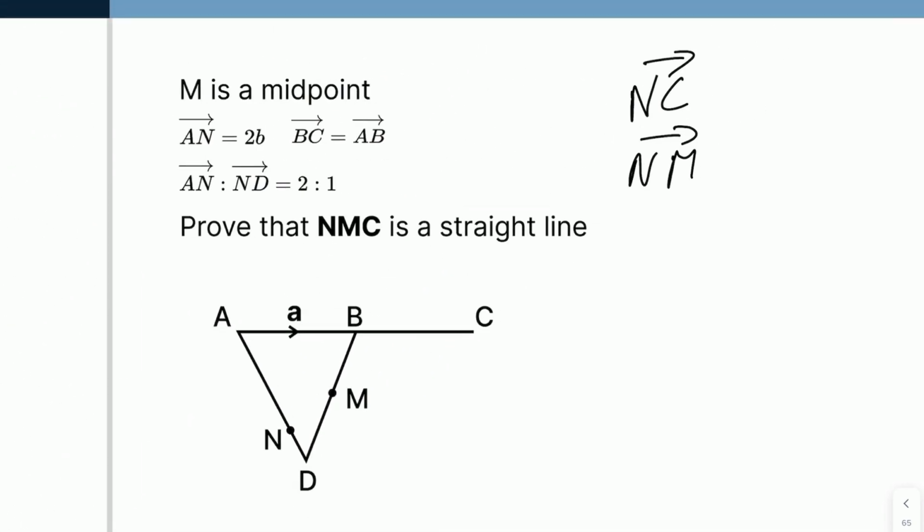So again, if I zoom in and look at the question, it tells me A to N is 2b. And I know it's in the ratio 2 to 1, which means this must be b. And it also tells me that B to C is 2a.